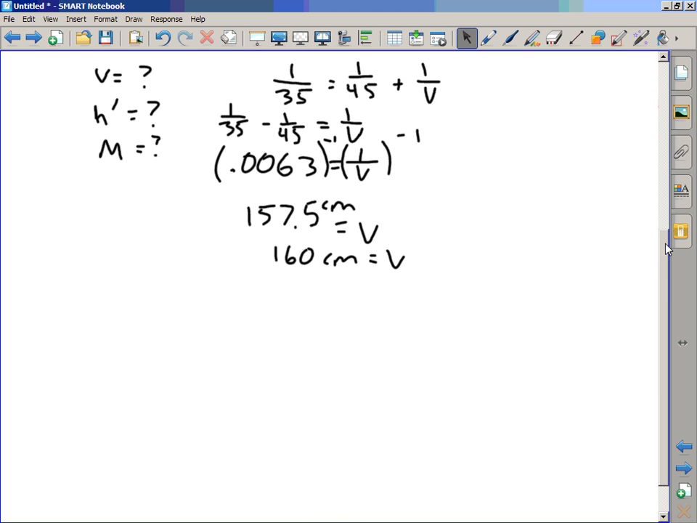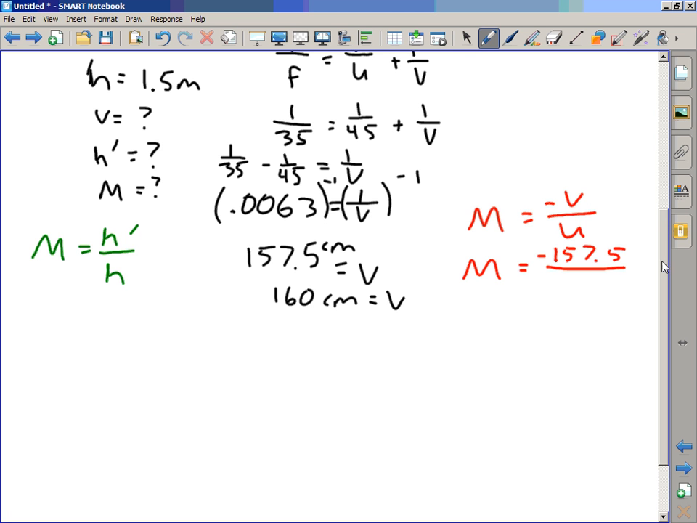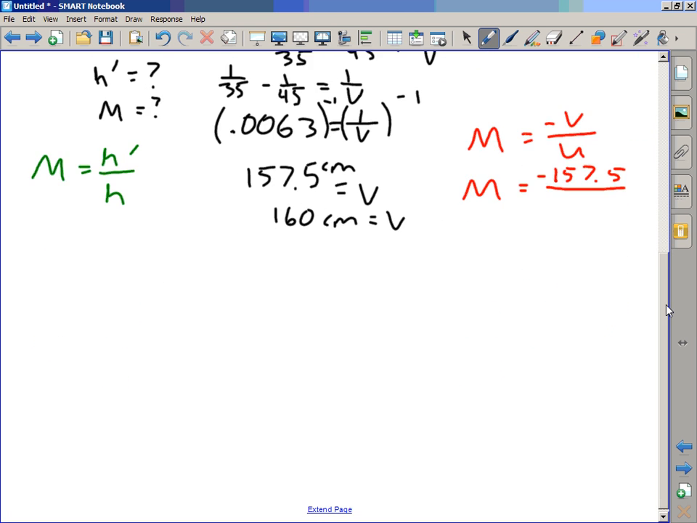Now, image height, right? I can't get image height just yet. The way you get image height is from magnification. Magnification equals h prime divided by h. I don't know the magnification, right? All I know is h. So instead, let's use the equation also. Magnification equals negative v divided by q. I know these things right now. This gets me one of the other guys. Magnification equals negative 157.5 divided by that object distance, 45 centimeters.